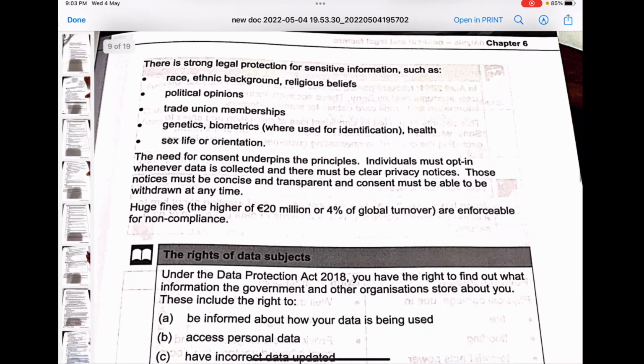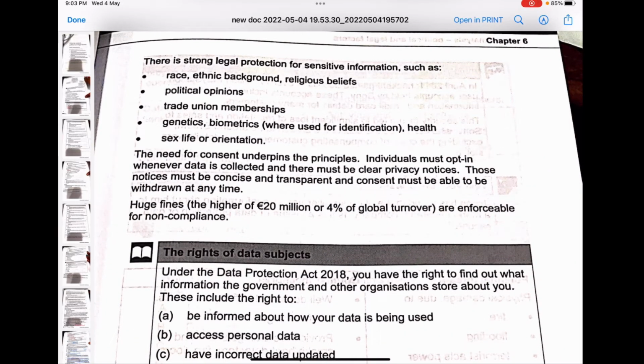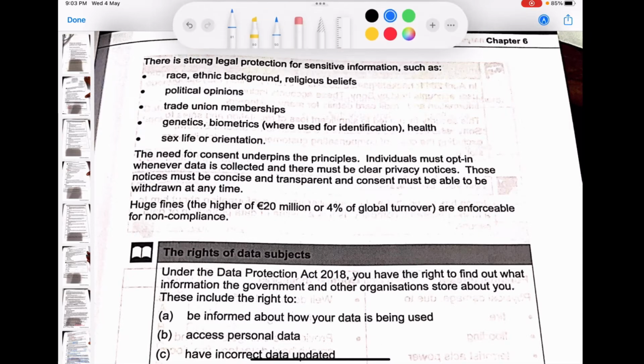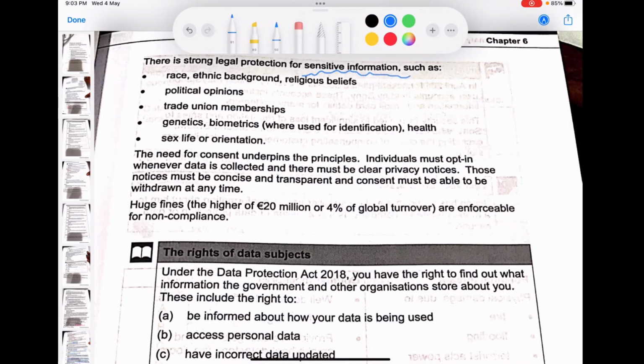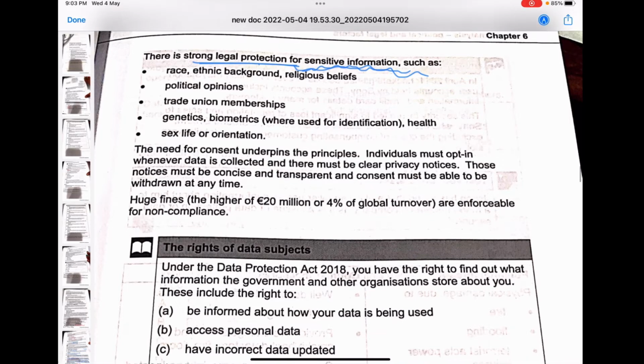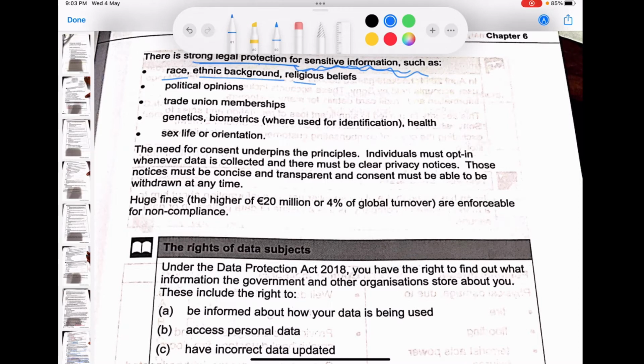There is a strong legal protection for sensitive information such as, so these are the sensitive information where there should be a strong legal protection: race, ethnic background, religious beliefs, political opinions, trade union memberships, genetics, biometrics, health, sex life, or orientation. So these are sensitive information which need to be protected at any cost.